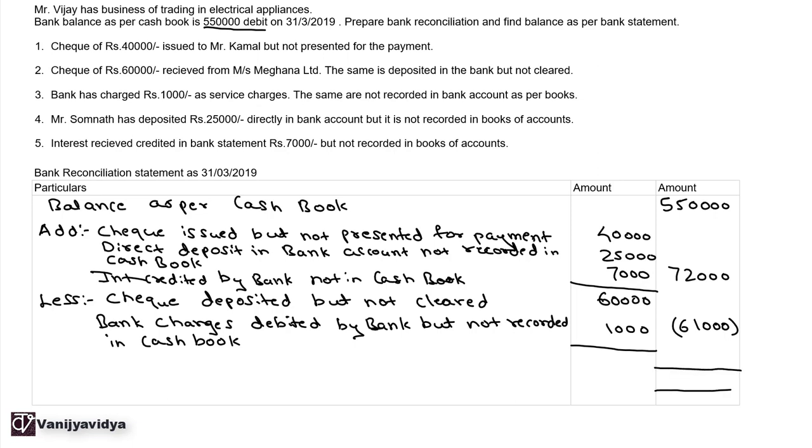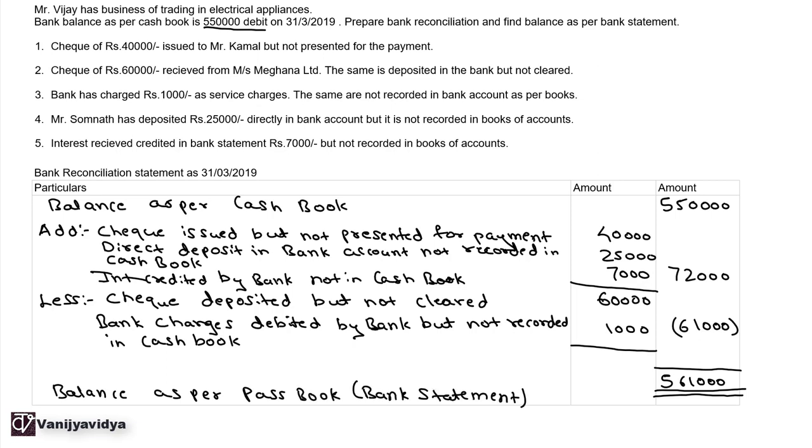So 5,50,000 plus 72,000 minus 61,000 comes to 5,61,000. So this is the balance as per passbook or bank statement. So this was the example of a bank reconciliation statement wherein your balance as per cash book was a normal debit balance, and we prepared a bank reconciliation statement to find out the balance as per bank statement on that particular date.